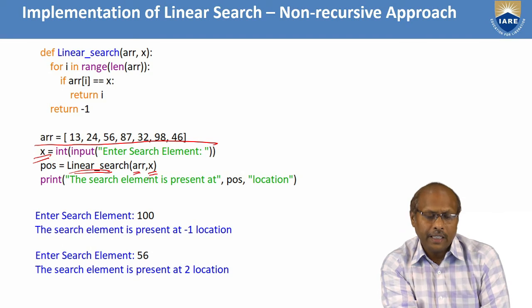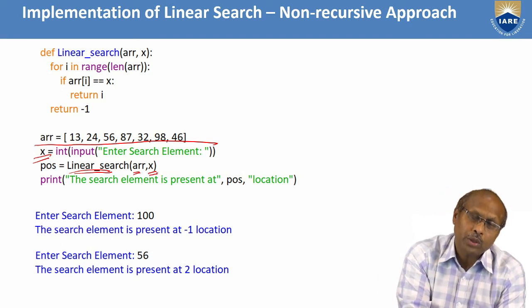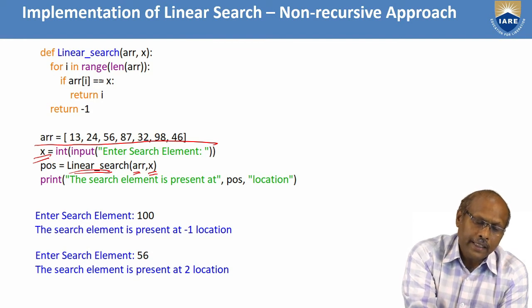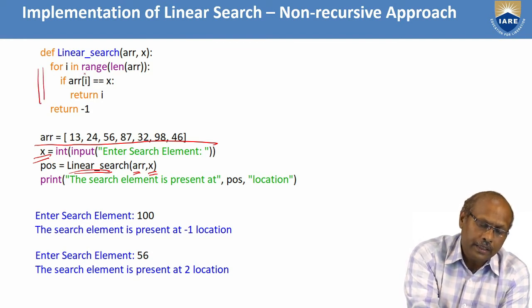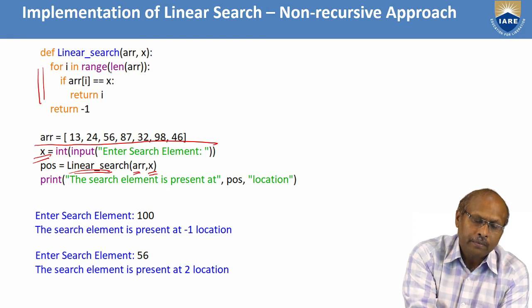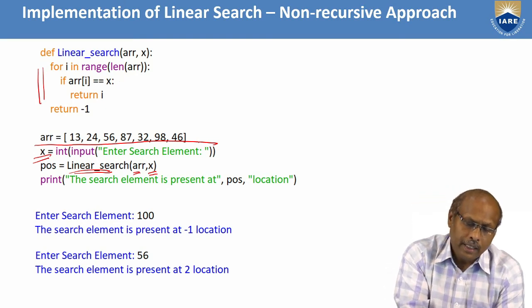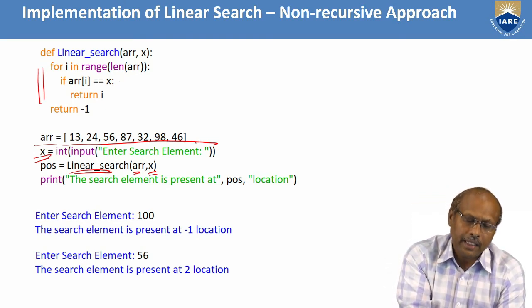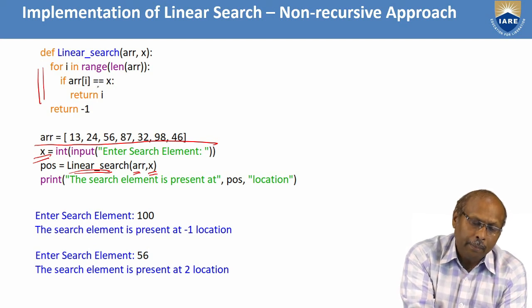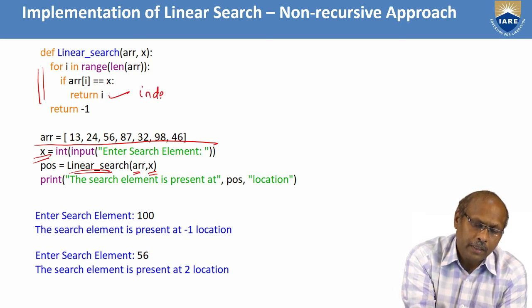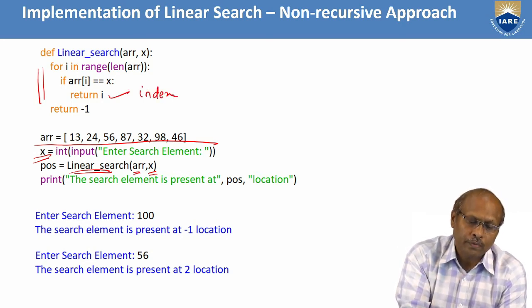After passing this element x, your goal is to search whether x is available or not. It comes to this place, and this method is now repeating for I in range of length of array. That means the for loop repeats how many times? Until the number of elements that exist in the array. Here it compares whether both are equal or not. If both are equal, return I. I means what? The position, the index, at which position the data is found.